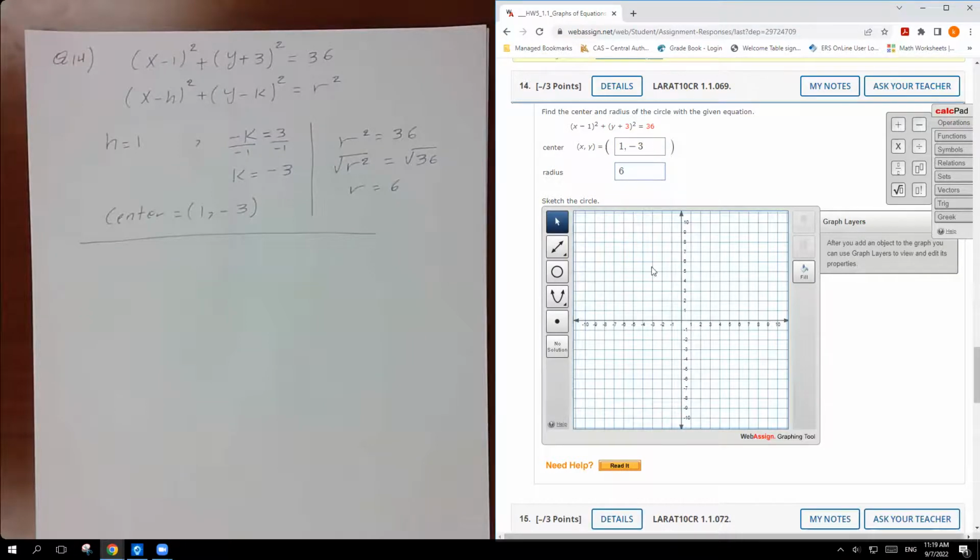So let's graph it. First of all, we're going to choose the point. I think we need to have a circle. Here is the center. And the center is 1, -3. Here is 1, x is 1, y is -3. So it's going to be here. 1, -3 here.